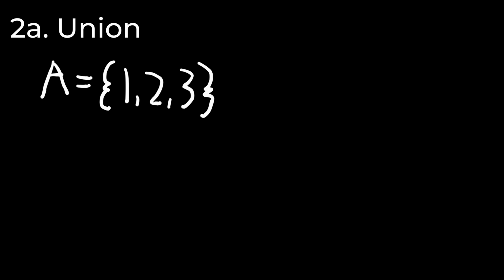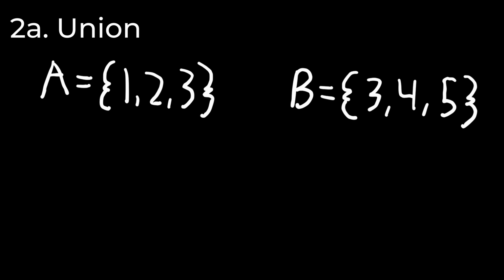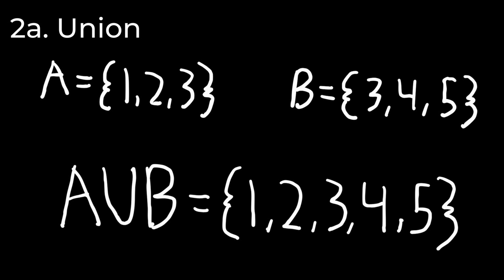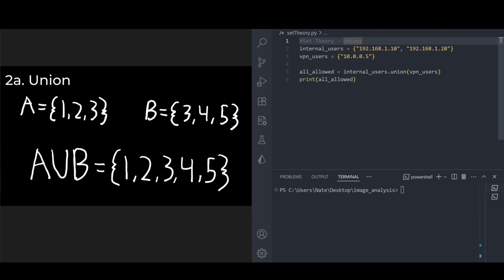For example, let's say you had set A that had the elements of 1, 2, and 3, and you had a set B that had elements of 3, 4, and 5. A union B would contain the elements of 1, 2, 3, 4, and 5. To exemplify unions in Python code, we have this example as well. So going back to the example, we had a set of A and B, and A union B just combines all of the elements in both sets, or however many sets you're putting together with a union.